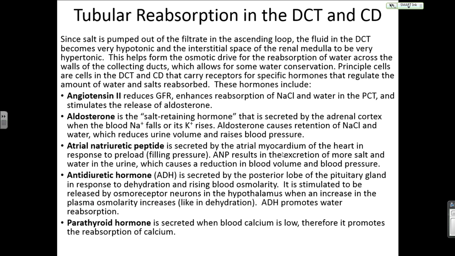by reducing excretion. Antidiuretic hormone is our water conservation hormone, secreted by our posterior pituitary when our body becomes dehydrated and our osmolarity in our blood goes high. It is stimulated to be released by osmoreceptor neurons in the hypothalamus when plasma osmolarity increases, like in dehydration. Overall, what you'll want to know is that it promotes water reabsorption. So promotes reabsorption, reabsorption, reabsorption. This is the only one that promotes secretion.